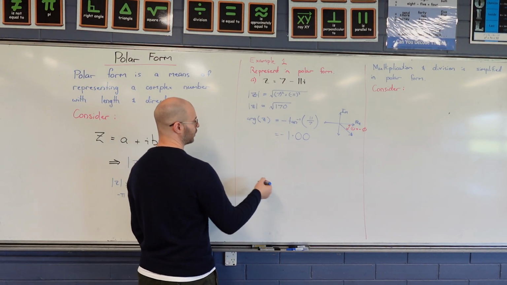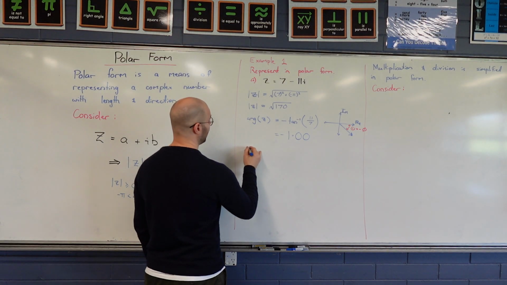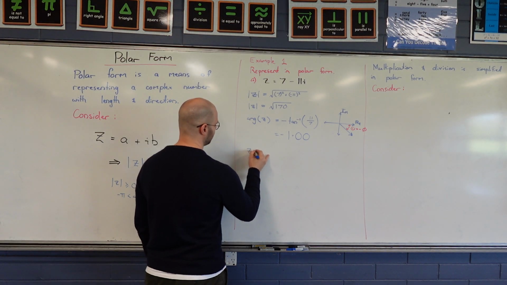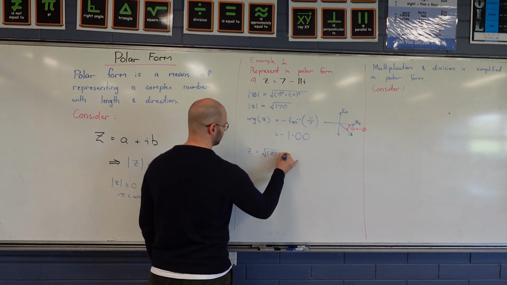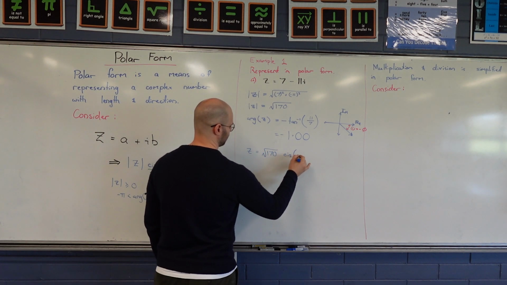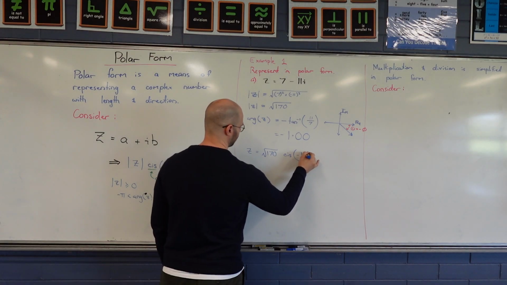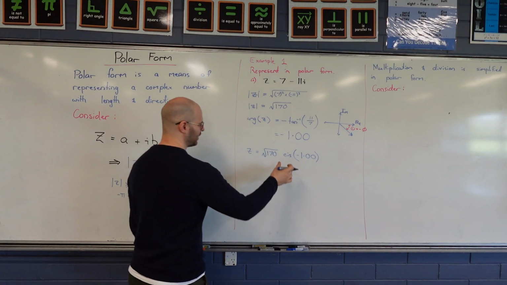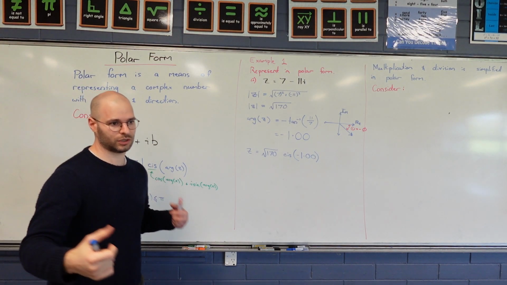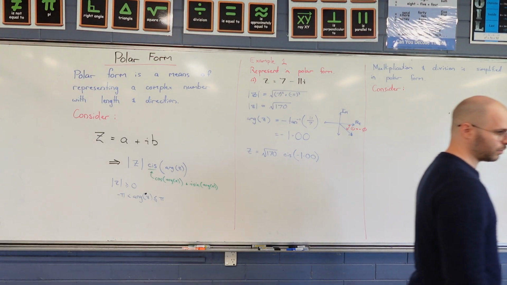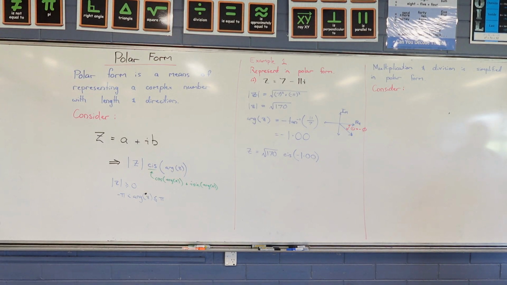So therefore, if we want to write this in polar form, then Z is going to equal the root of 170 cis negative 1.00. We can use this expansion over here to put it back into Cartesian form, but we're not too interested in that today.